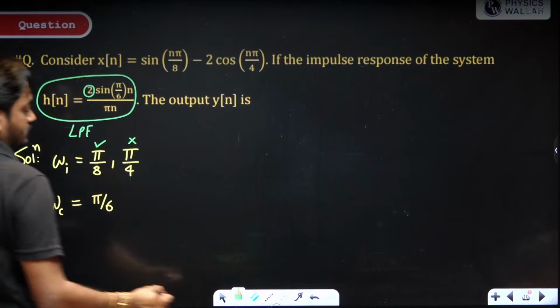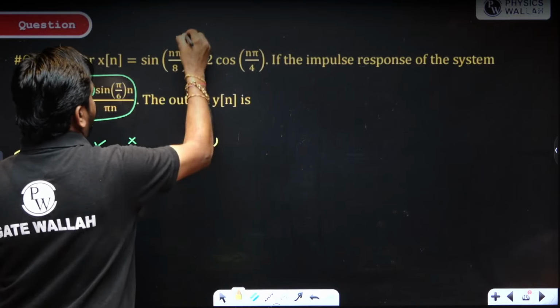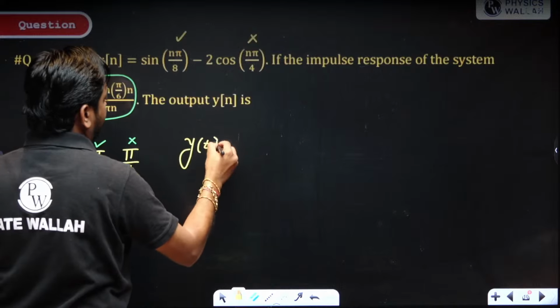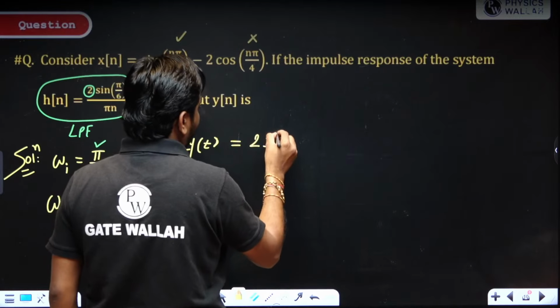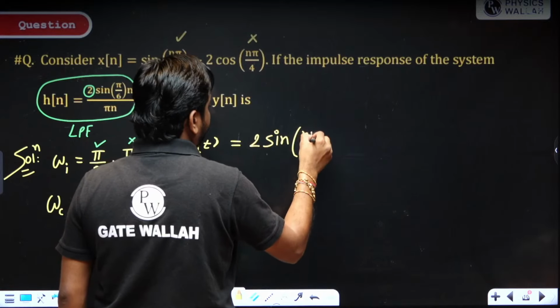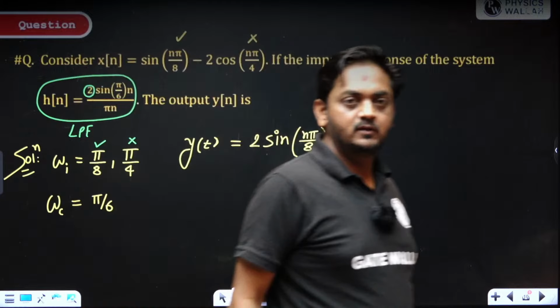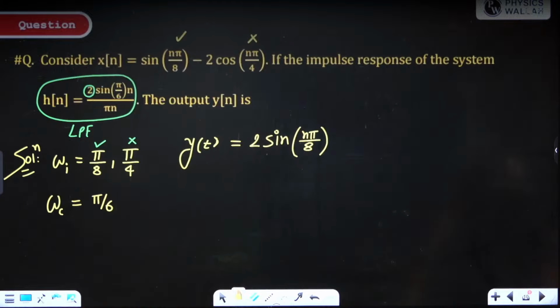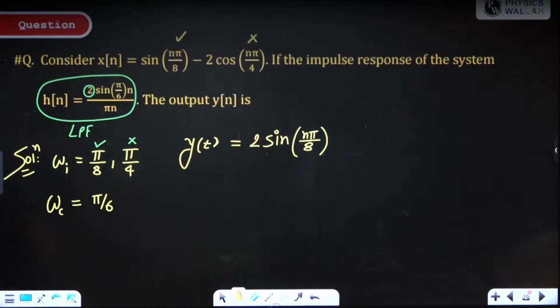And here gain is 2, guys. So what about the output? Output y of t is equal to, this will pass, this will be rejected by the low pass filter. So you have to multiply 2, guys. So this is 2 sin of pi by 8. Got it, guys? The concept of low pass filter for the discrete time signal, discrete time sinusoidal input of an LTI system.